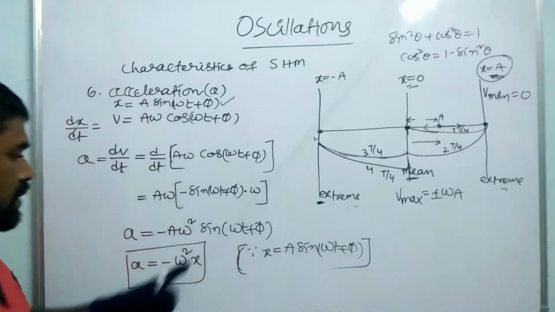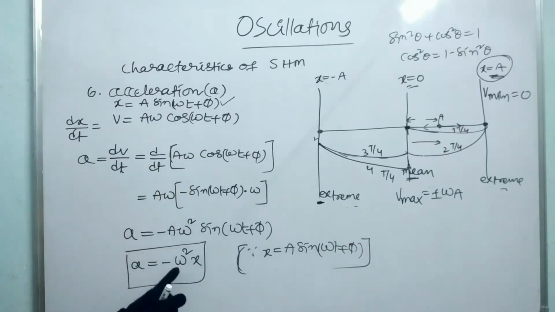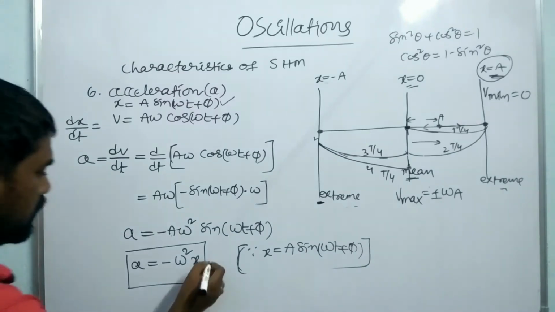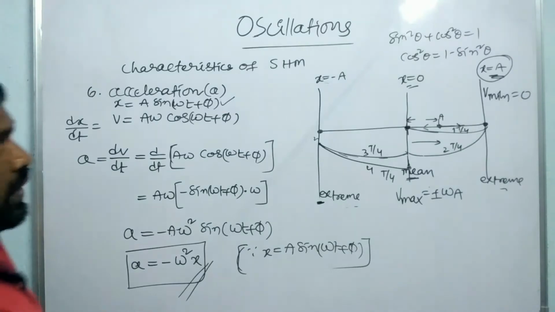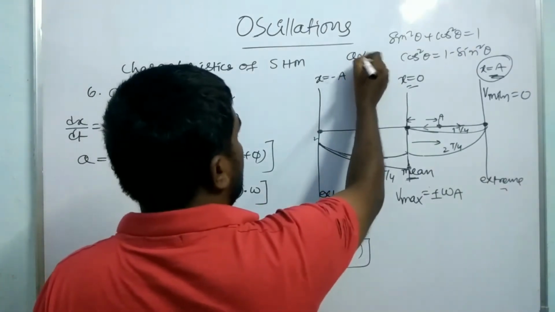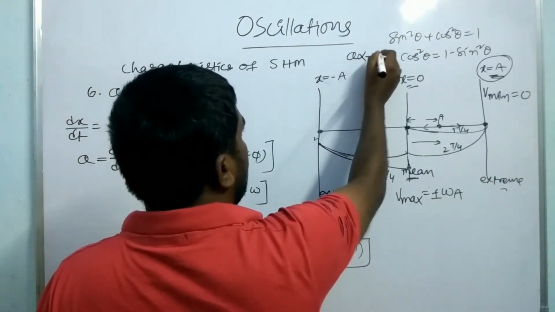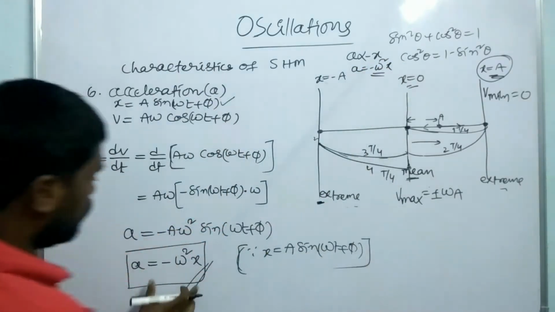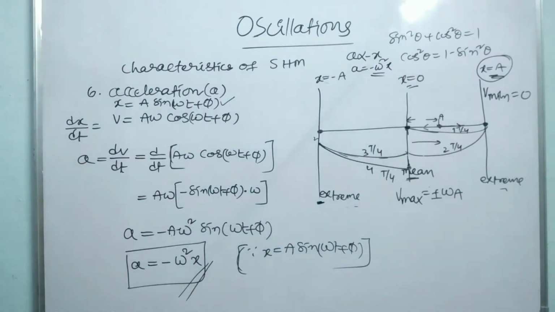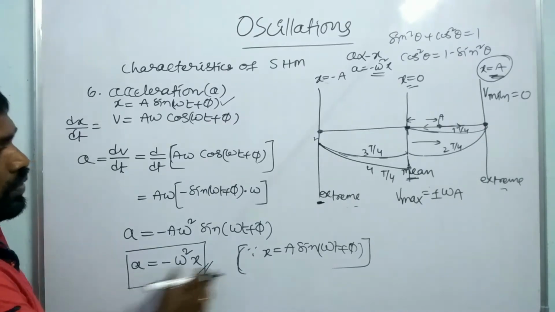From this you can write that A sin(omega t plus phi) is equal to omega square x. So this is the acceleration of the simple harmonic particle, which at first we have to write: A is equal to minus omega square x. Omega is the angular velocity here. Clear?